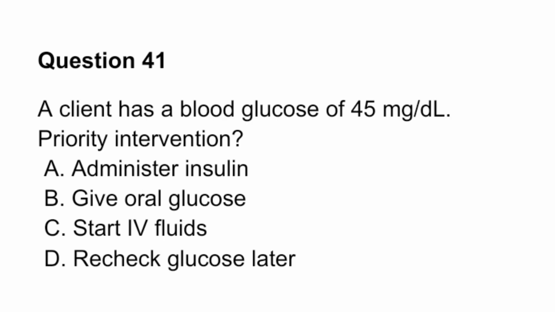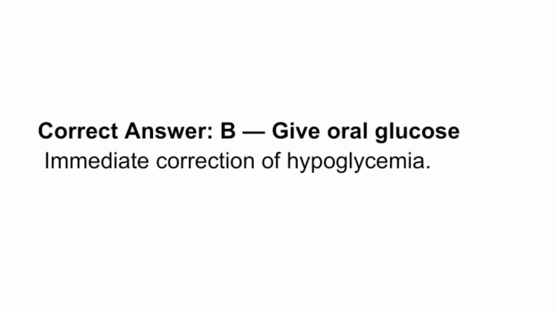Question 41. A client has a blood glucose of 45 milligrams per deciliter. Priority intervention. A. Administer insulin. B. Give oral glucose. C. Start IV fluids. D. Recheck glucose later. Correct answer, B. Give oral glucose. Immediate correction of hypoglycemia.